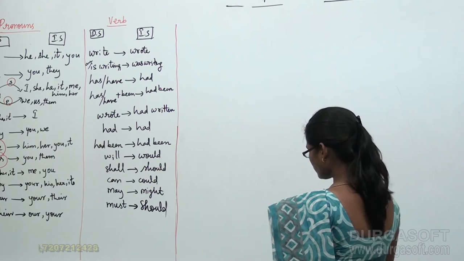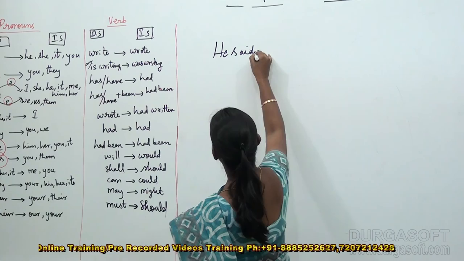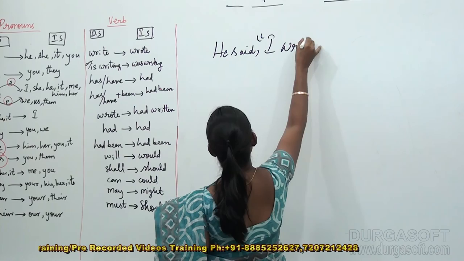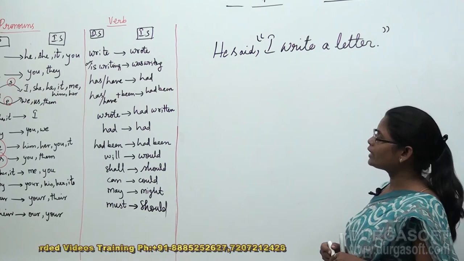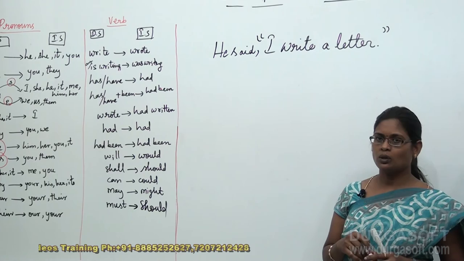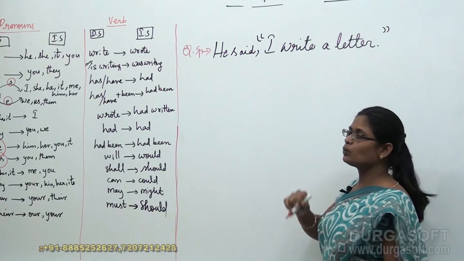My example is this. He said, I write a letter. Full stop. He said, I write a letter. What speech is this? Yes, we know that this is a direct speech. And I say that this is a quoted speech. Okay. Now, I want to convert this into indirect speech. What should I do here?